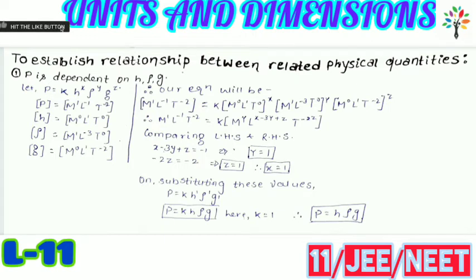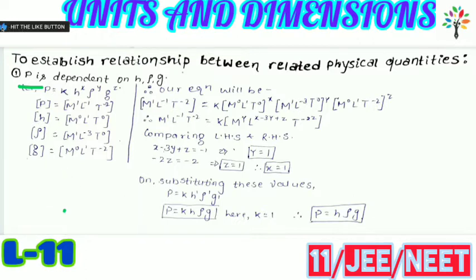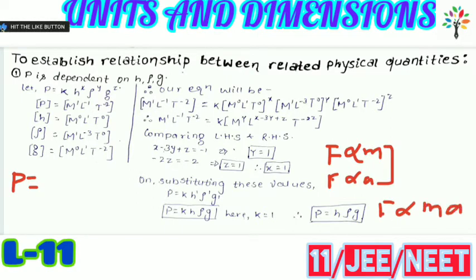So let us suppose this sentence is given as our question. We will write P is directly proportional to H, P is directly proportional to rho, and P is directly proportional to g. First of all, write this. Then, in order to remove this proportionality and to join all these quantities, let us suppose F is directly proportional to m, F is directly proportional to a. So how do we solve it? F is directly proportional to ma. In order to remove this proportionality, we take a constant K. So F is equal to K ma. So here also we will put P is equal to K H rho g.